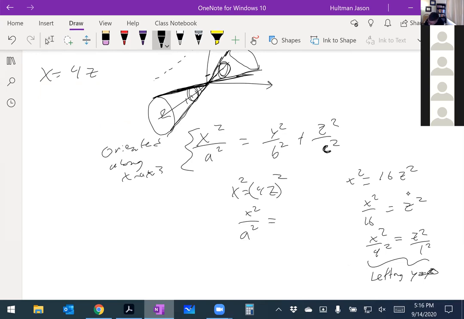Think of a cone here. In this perspective, if we slice this right down the middle, what do the slices look like? Well, they look like triangles. When y is equal to 0, we get this triangular slice.